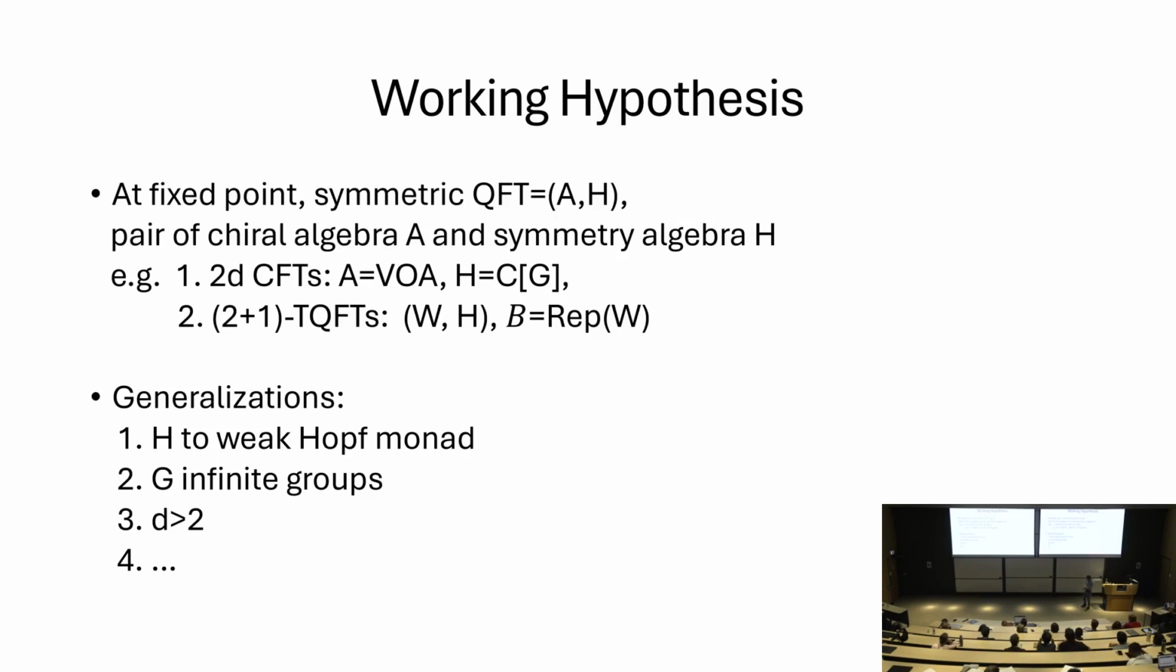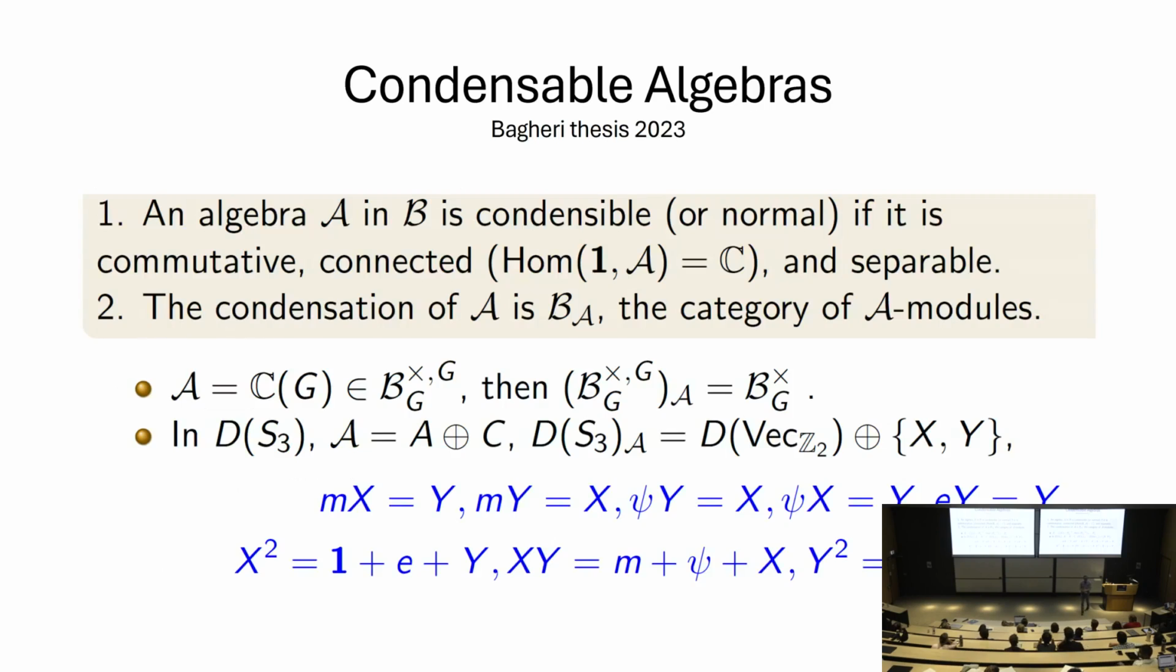So first, what is a condensable algebra? I assume you know what is an anyon model, otherwise ask Meng-Chen. So suppose you have an anyon model. That's a unitary modular tensor category. So what is a condensable algebra?